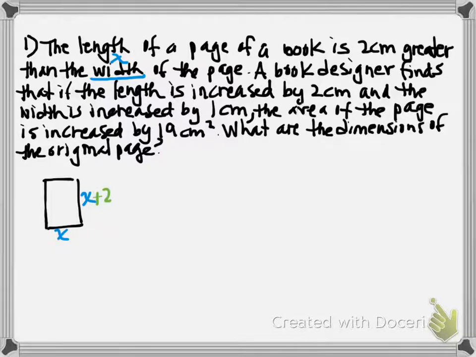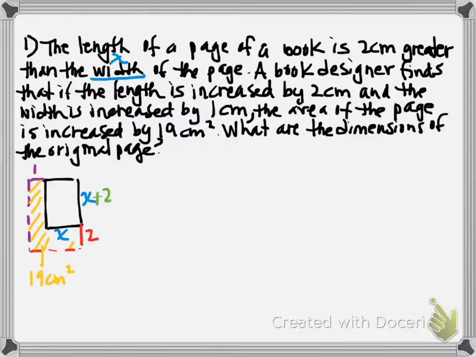Okay. Now, it says a book designer finds that if the length is increased by 2 centimeters and the width is increased by 1 centimeter, then the area is increased by, so this portion here, that little L shape, 19 square centimeters.